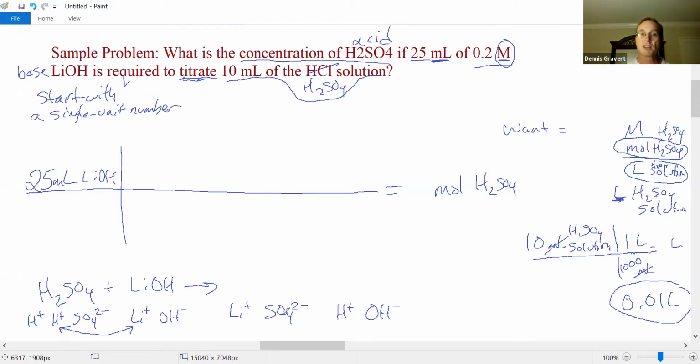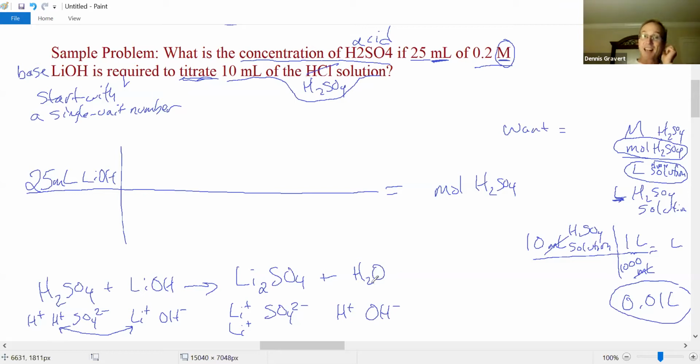Okay, then pair these up to balance the charge to create a stable molecule. Well, sulfate's got a -2. Lithium only has a +1. I'm going to need 2 lithiums to make a stable molecule. Lithium sulfate. For this reaction, hey, plus and minus cancel out. You recognize this as water. There you go. And we correctly predicted the products.